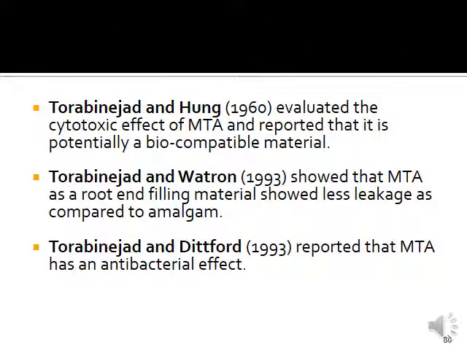Torabinejad and Hong evaluated the cytotoxic effect of MTA and reported that it is potentially a biocompatible material. Torabinejad and Pitt Ford in 1993 showed that MTA as a root-end filling material showed less leakage as compared to amalgam. They also reported that MTA has an antimicrobial effect.